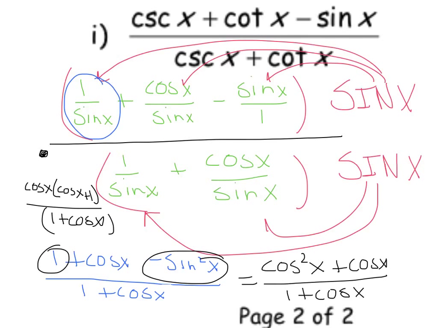Okay, now I can cancel that with that. You say, well, I thought you said you couldn't do that. Well, you can when you're multiplying, right? When you're multiplying, you can cancel factors. So what's my final answer? Cosine of x, after all of that work.